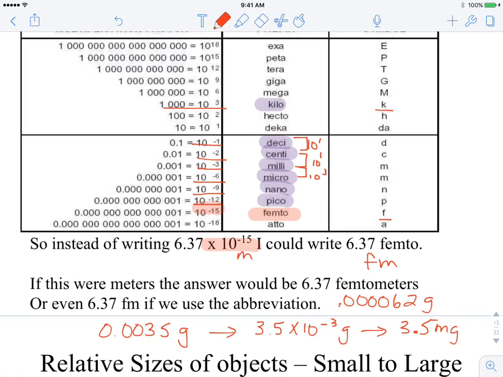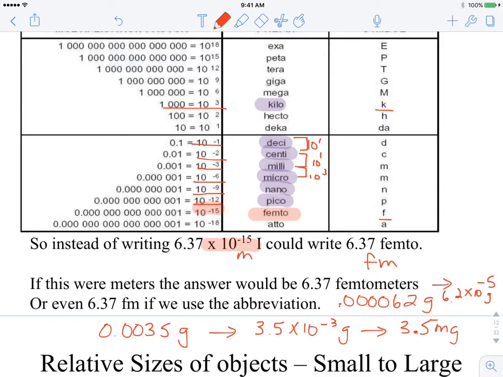Well, when I put this into scientific notation, I get 1, 2, 3, 4, 5. I would get 6.2 times 10 to the negative 5 grams. When I go to look in my chart, I don't see it there at all. I see a negative 3, I see a negative 6, I don't see a negative 5.